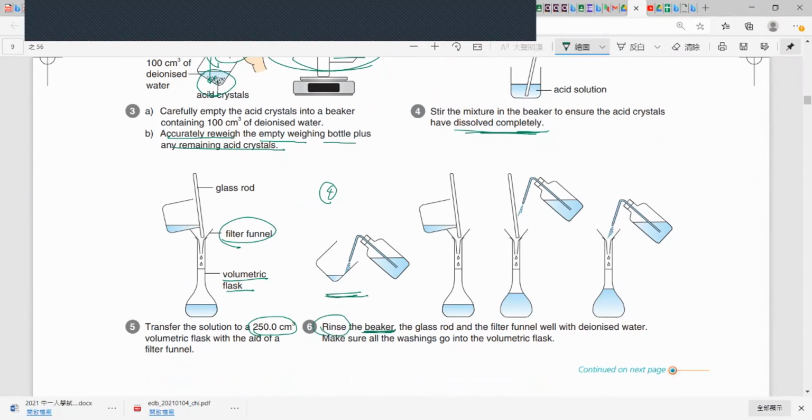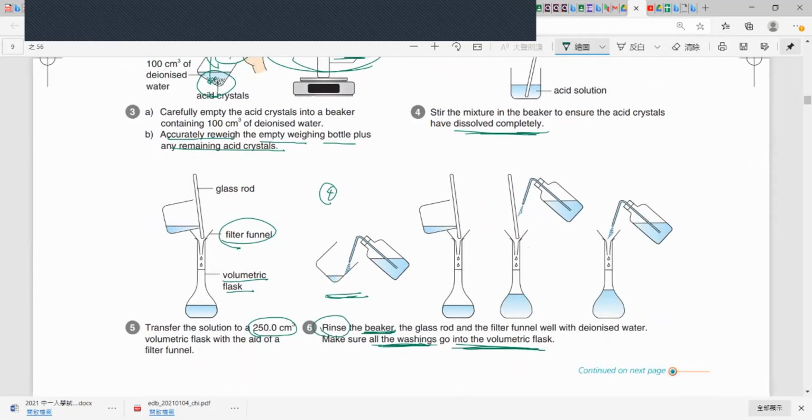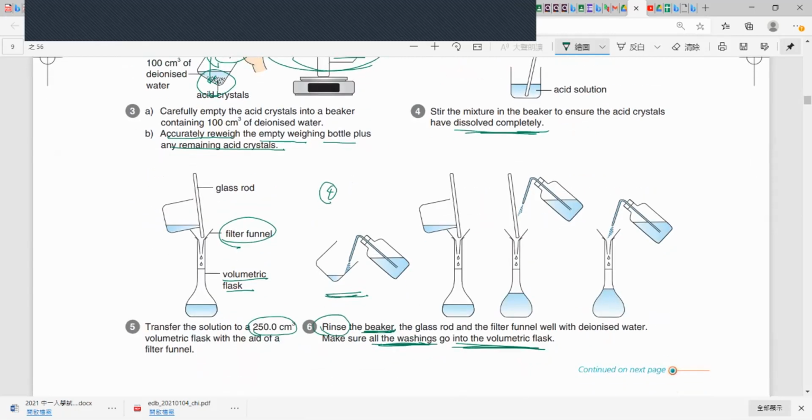呢度第4點係做咩？To ensure that there is no solution left in the beaker, on the glassware, or on the funnel. Yeah. So you have to make sure all the solute has been poured into the volumetric flask. Why? Because while you dissolve the solution and pour it into the volumetric flask, the glass rod, the filter funnel and the beaker, those 3 places will have some solute left behind.